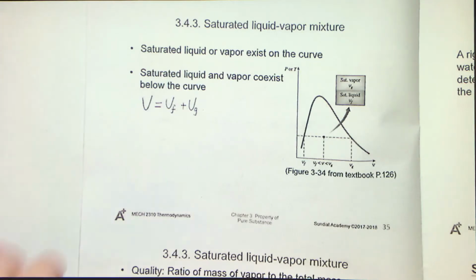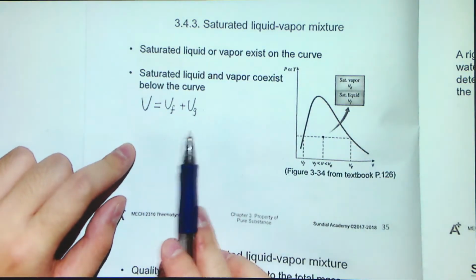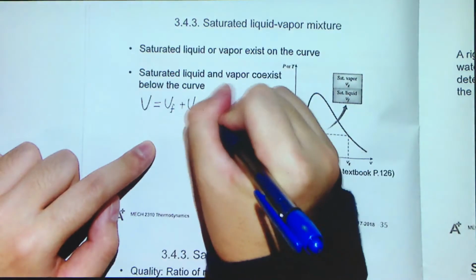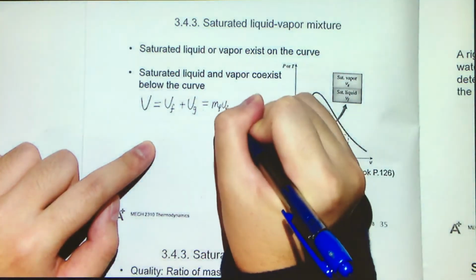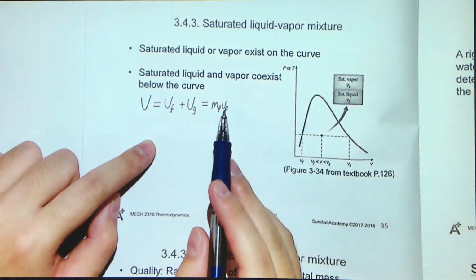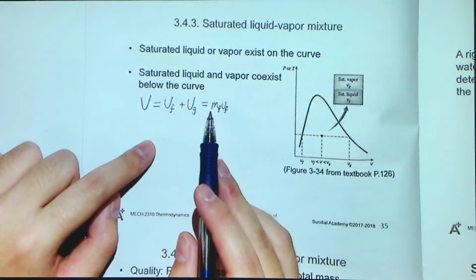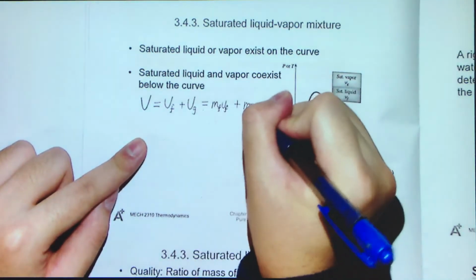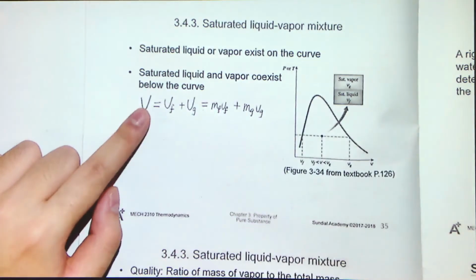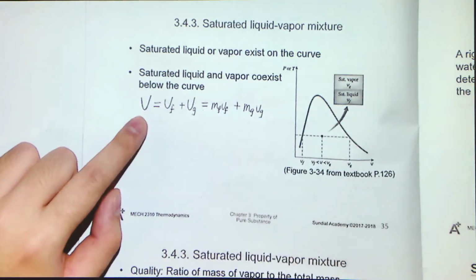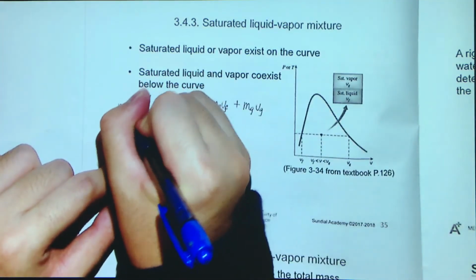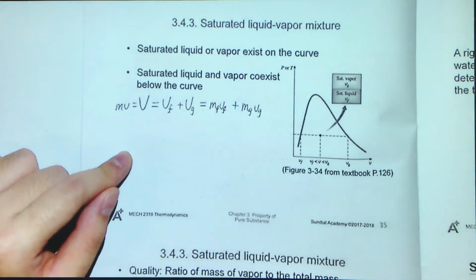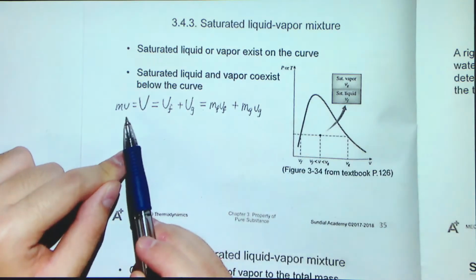After that, let us rewrite it in terms of specific volume. This VF is the volume occupied by the saturated liquid, so we can write it to be mf vf. Note that this v is a small letter, while this V is a capital letter. And this mf stands for the mass of the saturated liquid inside this mixture. Similarly for the vapor. How about this big V? We can rewrite it to be the total mass multiplied by the average specific volume. Then of course we can just divide both sides by this m to obtain the specific volume.